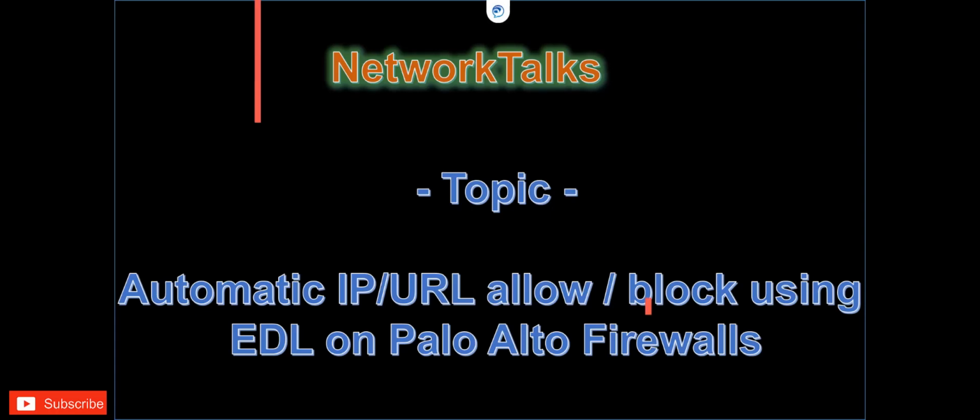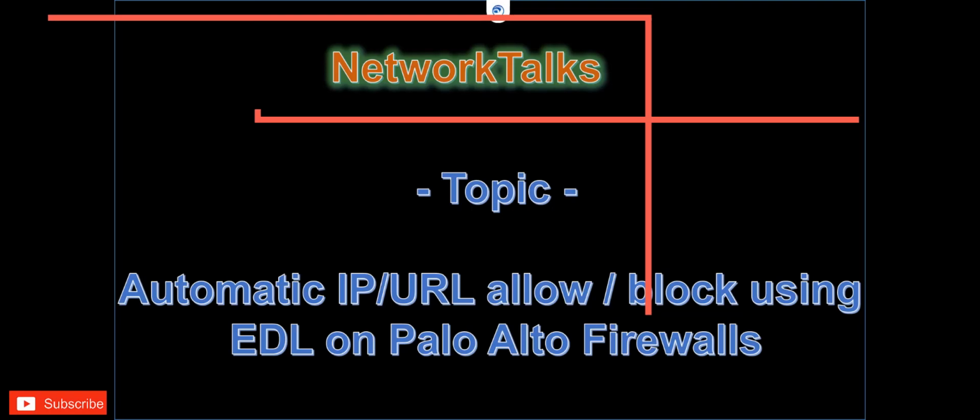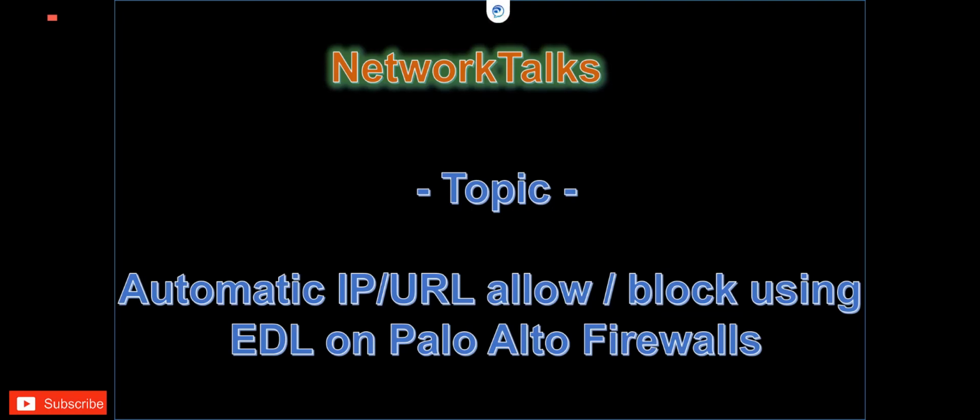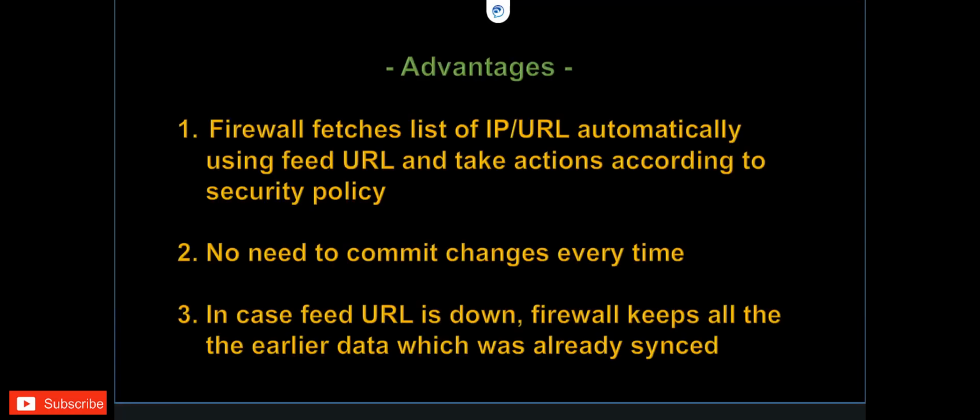Today's topic is automatic URL or IP blocking on the firewalls using EDL. EDL is nothing but the External Dynamic List feature available on the Palo Alto firewalls. The advantages of using EDL are as follows.